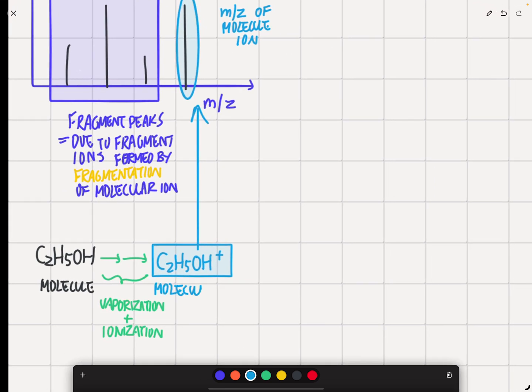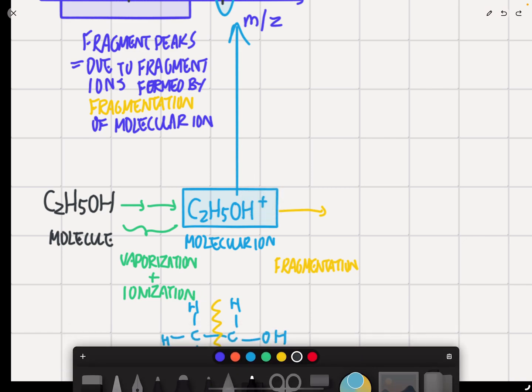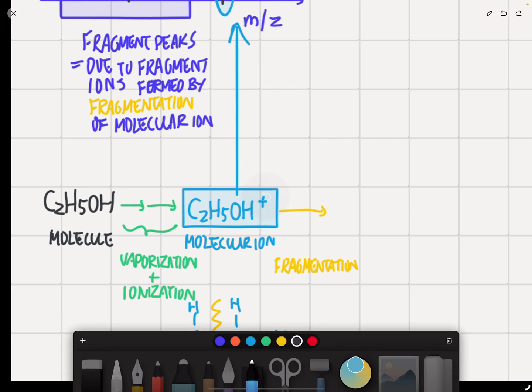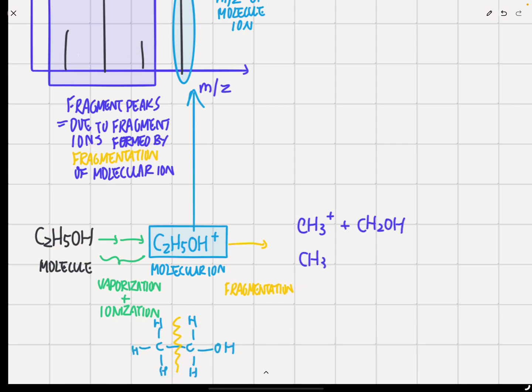But that's not the end of the story. The molecular ion can further undergo fragmentation. So you see in here, it will break up into many pieces. A fragment that you can possibly get from the molecular ion ethanol is, for example, a CH3 plus ion. So what if fragmentation happens here? Then you will get one part, CH3 plus, and another part, CH2OH plus. So these are what we call the fragment ions. So you will get CH3 plus and CH2OH, or you may get CH3 and CH2OH plus. So these are the so-called fragment ions.